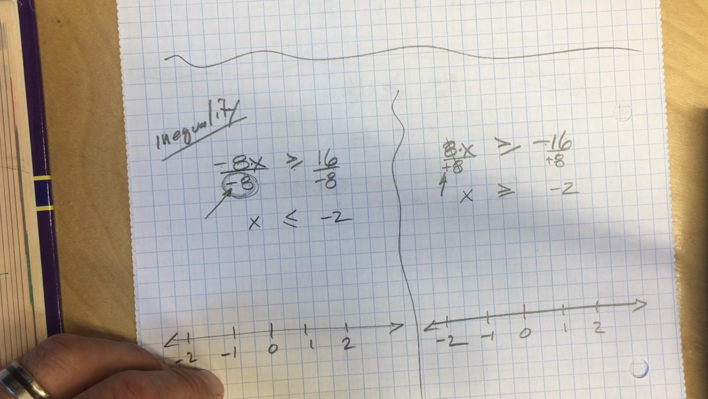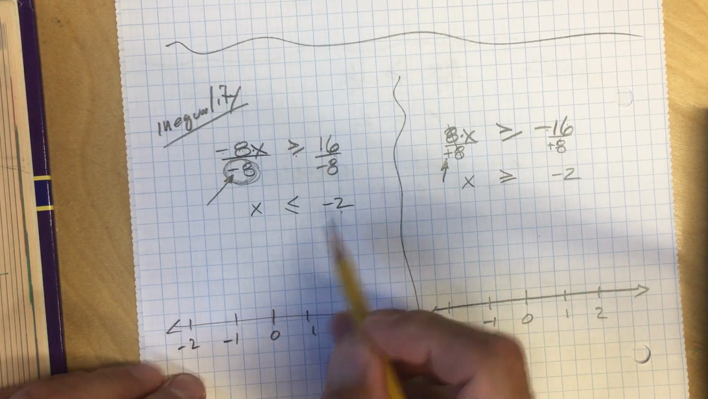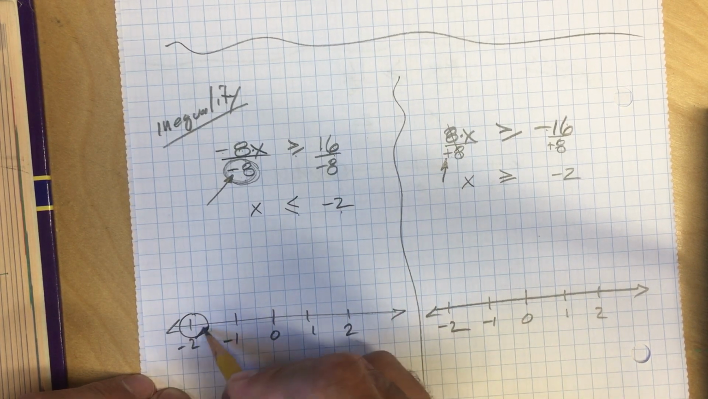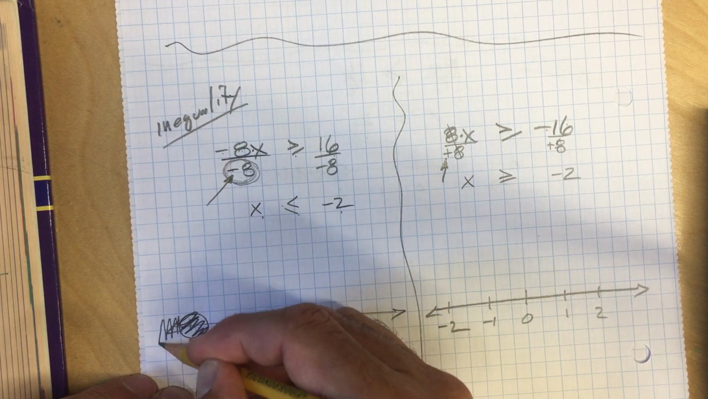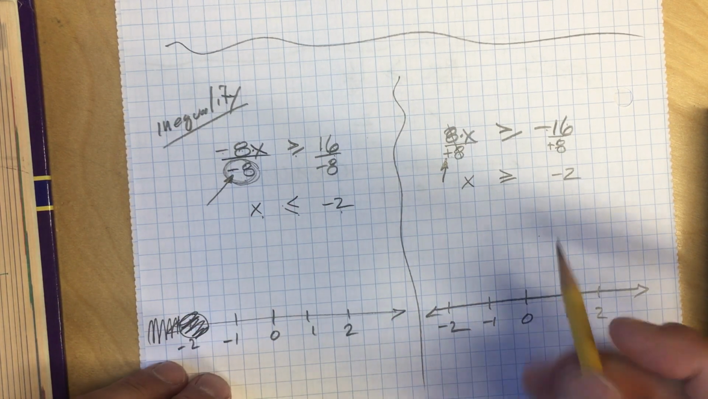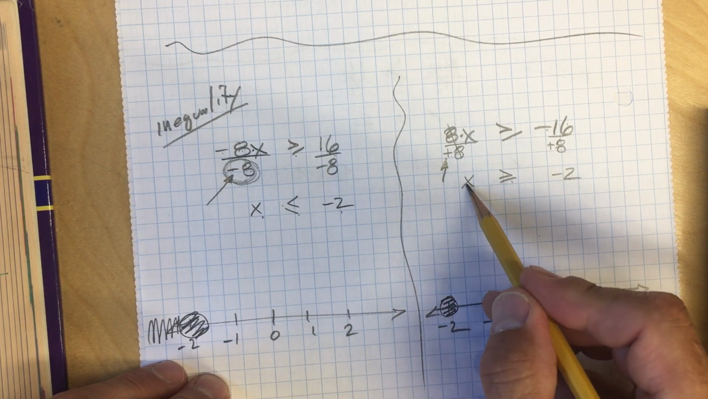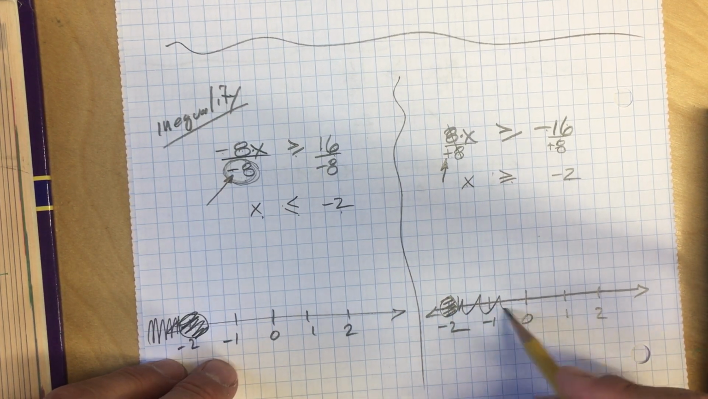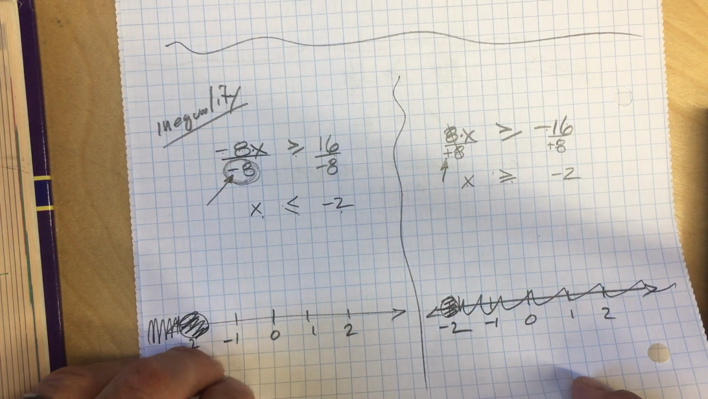Now that also works for multiplying. If you multiply both sides by a negative, you change it. I'll show you an example of that. Let's just graph this really quick. Negative 2 is our number. There's an equal. You fill it in. We want the x's that are smaller than negative 2, so it's going to be that direction. This one, the number is negative 2. It's an equals. Fill it in. We want the numbers that are bigger, so it's going to be like that. Pretty crazy, huh? All right, let's do one more.